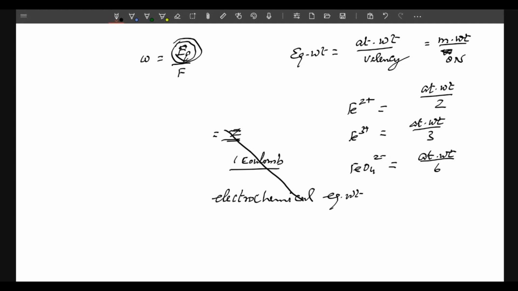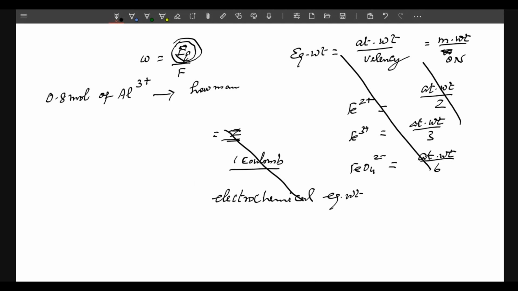Okay, therefore, now what are the possible questions that can be asked? For the deposition or reduction of 0.8 mole of Al3+ ion, how many Faraday of current is required? You can make use of this formula, or directly we can use this.